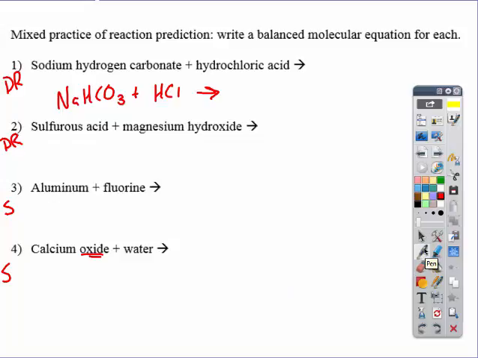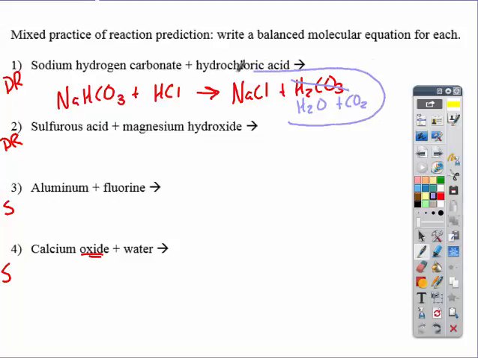All right, for that first one, it was double replacement, so you should have got an NaCl and H2CO3. Now remember from our lesson the other day, we said that H2CO3 doesn't exist and it breaks down into water and CO2. And that equation is balanced.